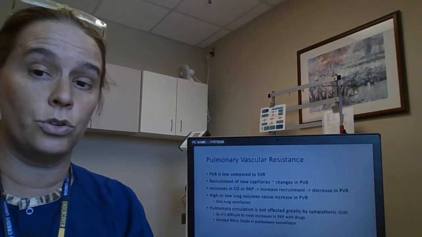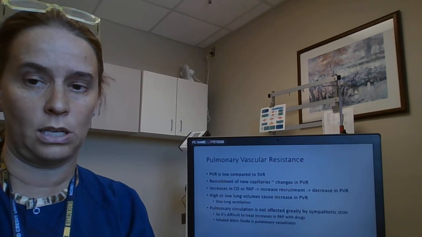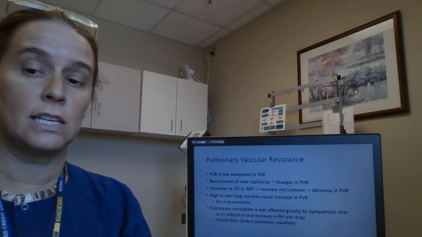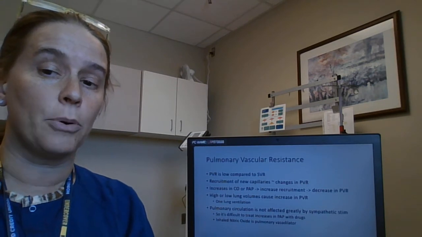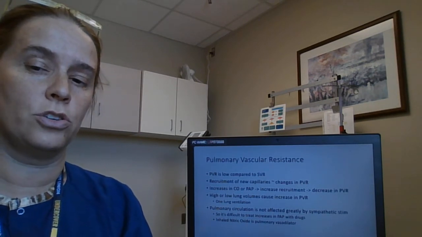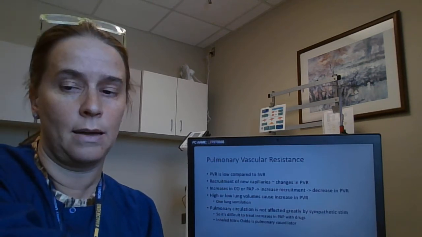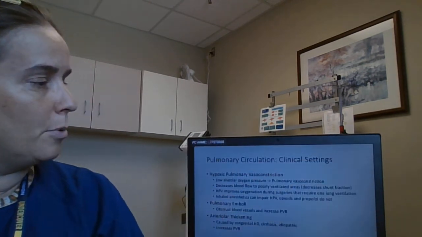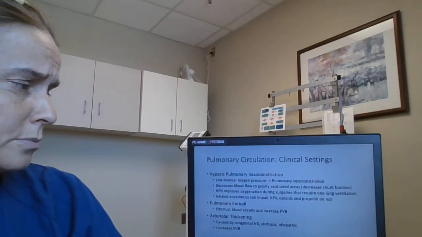And that is an inhaled drug that does vasodilate the pulmonary circulation. There's things that cause increases in pulmonary artery pressures, things like hypercapnia. And these are all things you could talk about with your preceptors to learn more about treating that problem. Then we're going to get into clinical settings. So there's three clinical settings you want to think about.